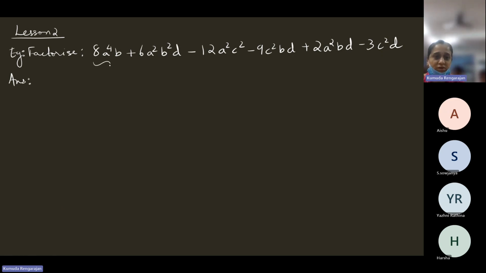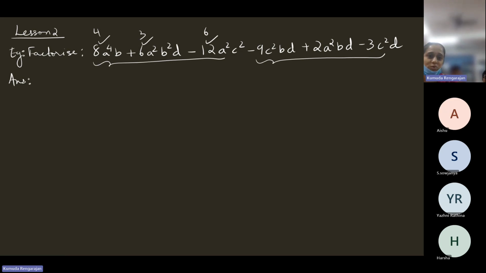Supposing we group it as it is. As it is, doing it is not a right choice, because you can make out very well. So this is 8, 6, and 12, no? So what's common? 2 is common. So we'll get 4, 3, and 6 here. While here, what do you get? 9, 2, and 3. Nothing.